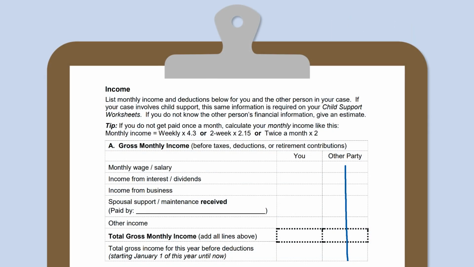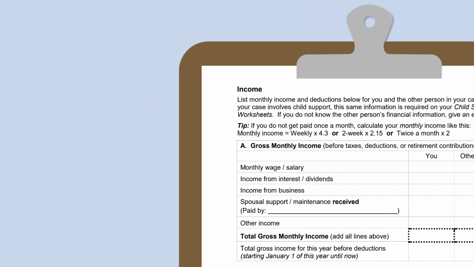Section 3 is all about your income. If you do not receive income, you may skip to Section 4 of this form. Again, if you have the other party's information, you may enter it, but you don't have to. At any point, if you need to take a break, feel free to pause the video and come back when you are ready. And remember, you've got this.